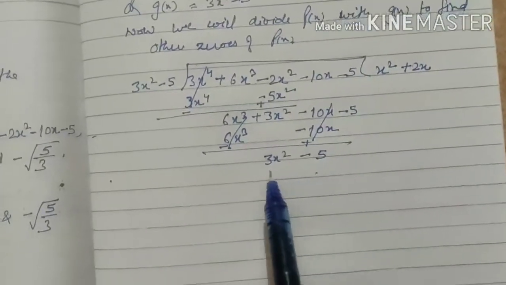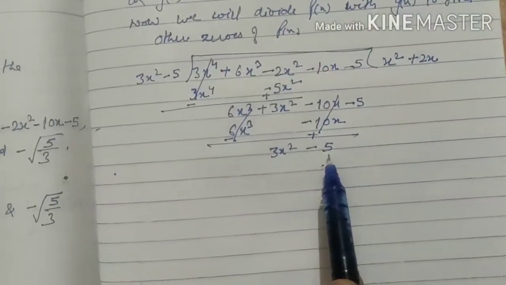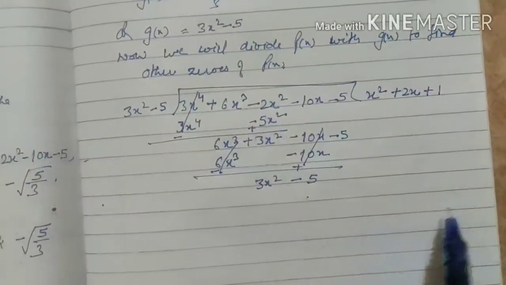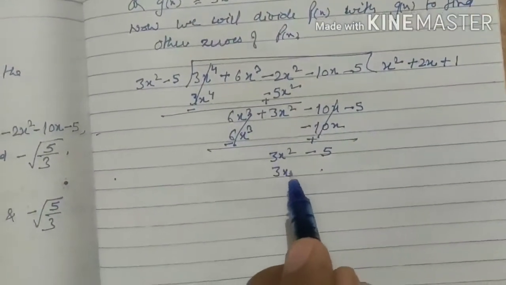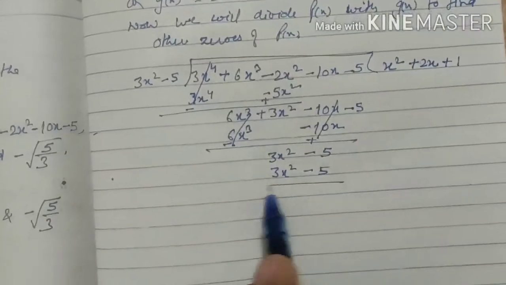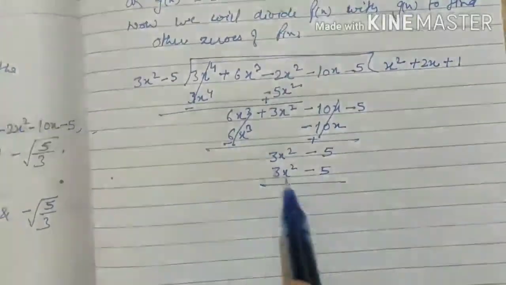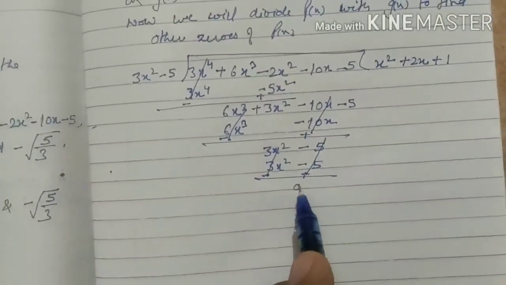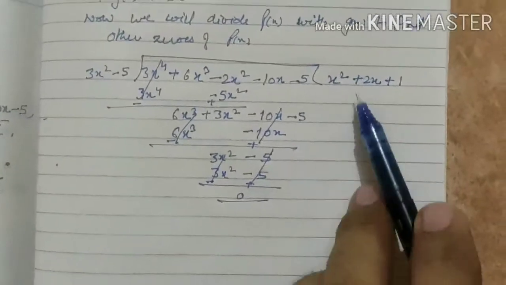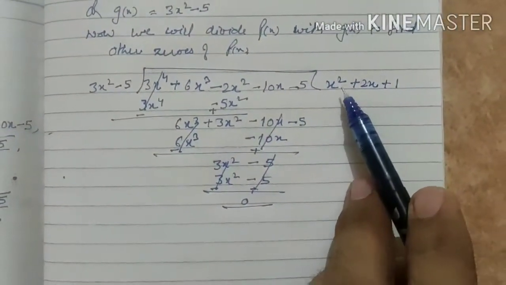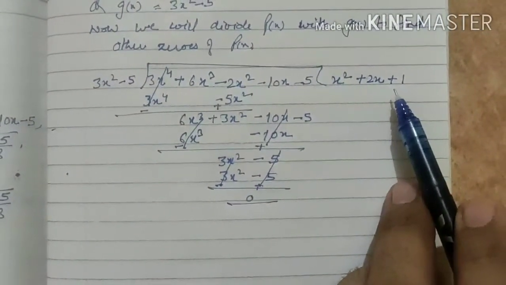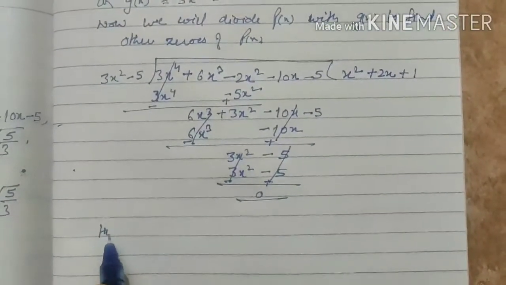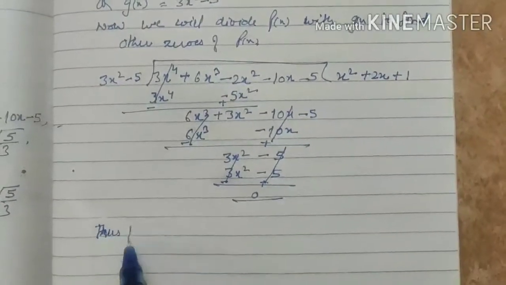So now you can see 3x square minus 5 as the new dividend and 3x square minus 5 as the divisor. So this will be divided by 1. 1 into 3x square minus 5 becomes 3x square minus 5. So the sign will be changed, this term will be cancelled and the remainder is 0. So now we have the quotient as x square plus 2x plus 1, and this will give the rest of the two zeros.